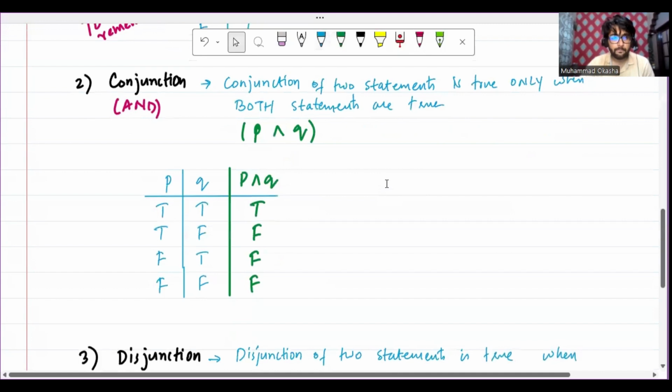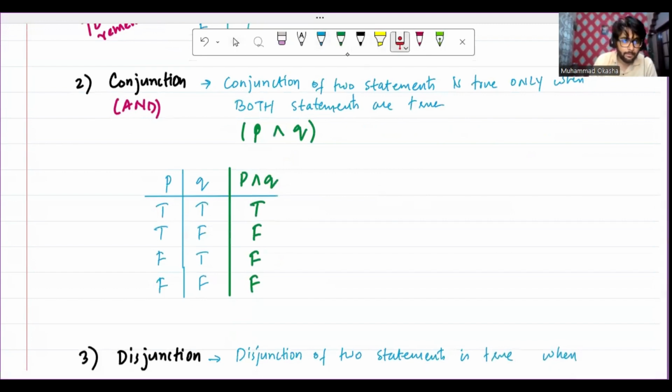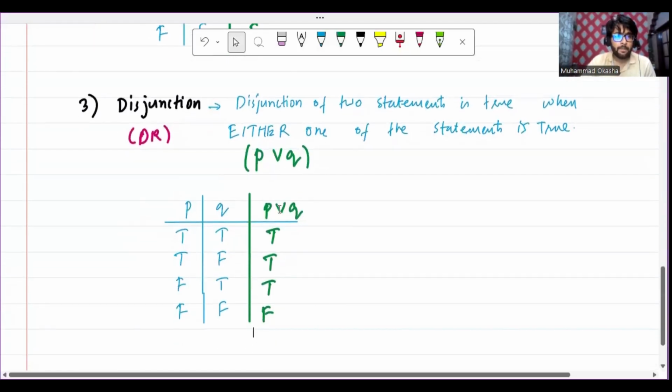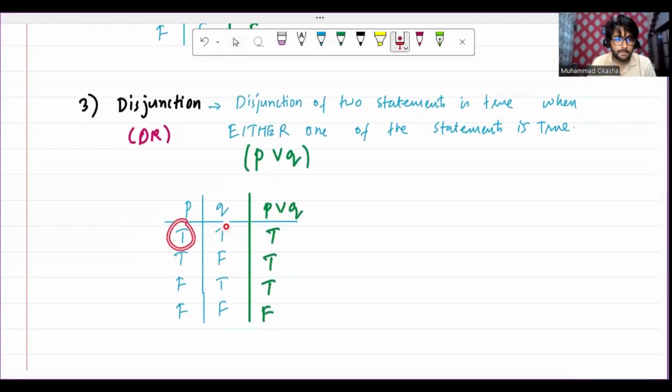Okay. So I hope these words now make sense. And means they both have to be true. P and Q both have to be true for their conjunction to be true. Otherwise, it's going to be false. Right? Similarly, for the disjunction, or means if either P or Q is true, then their disjunction will be true. I hope it makes sense.